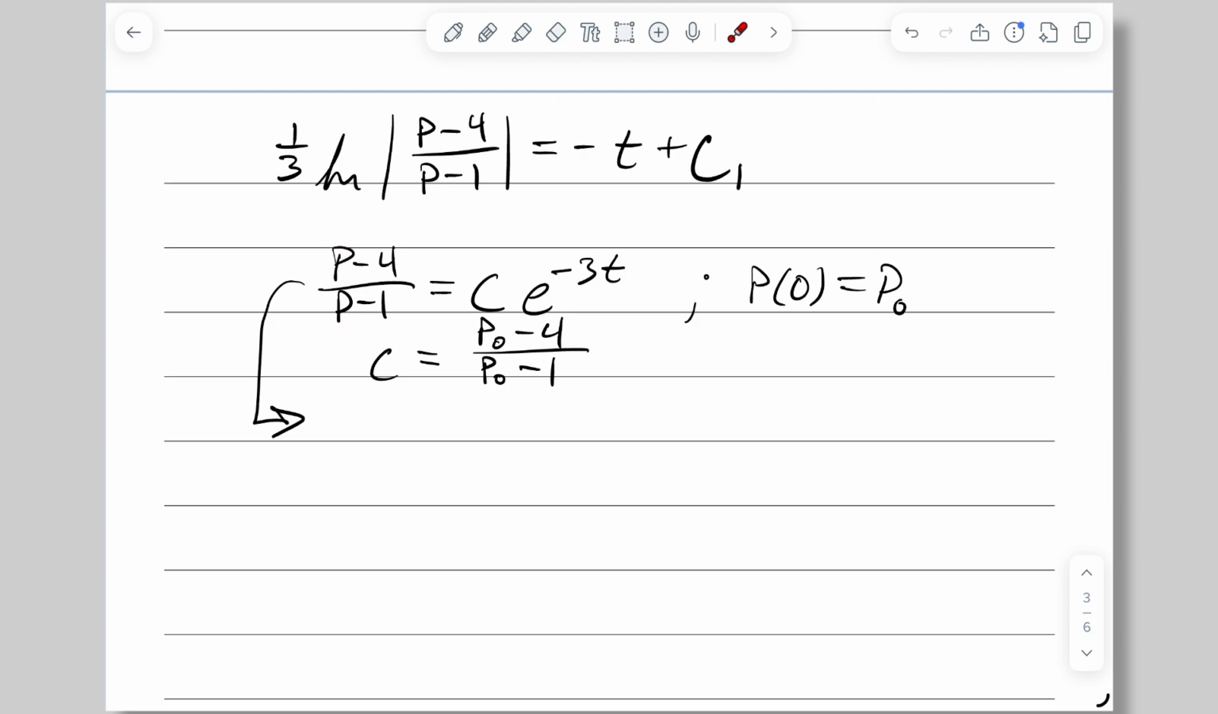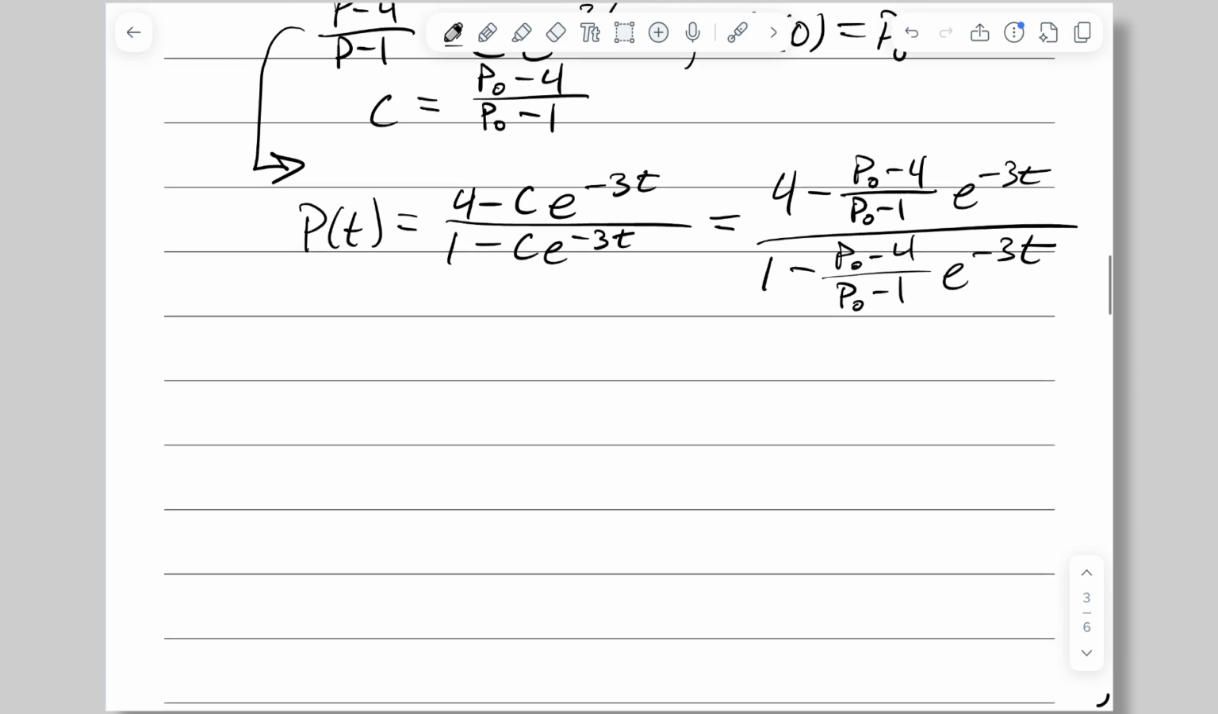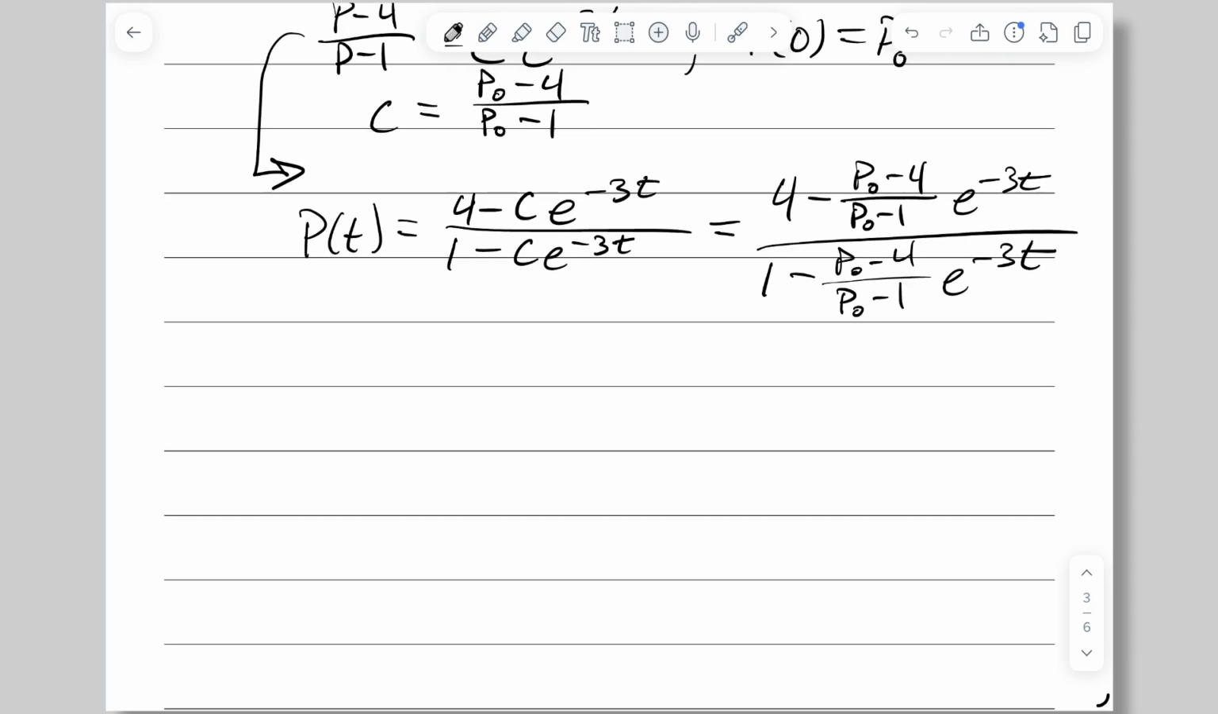And I'll leave it to you to verify: if we clear the fraction, collect our P's on one side and everything that doesn't have P on the other side, factor out and then divide to isolate P, we'll get P of t is equal to (4 minus c e to the negative 3t) over (1 minus c e to the negative 3t). C is a fraction. So we've got 4 minus (P naught minus 4) over (P naught minus 1) e to the negative 3t, divided by a denominator that looks just as bad, 1 minus (P naught minus 4) over (P naught minus 1) e to the negative 3t.